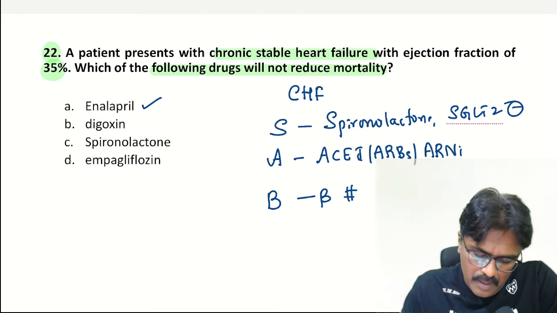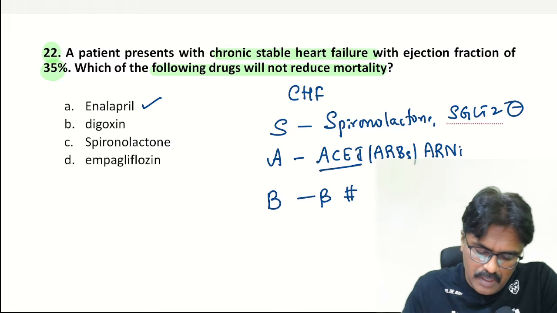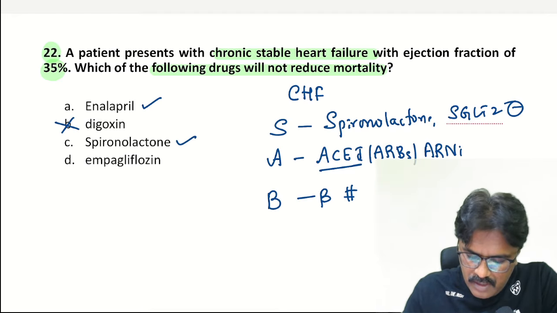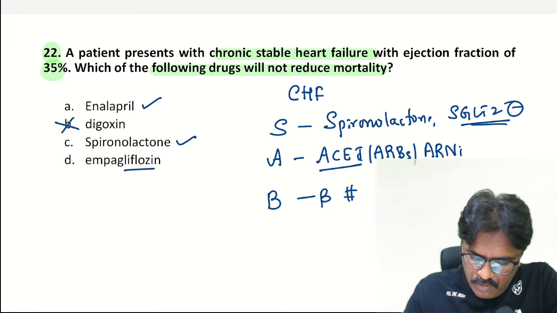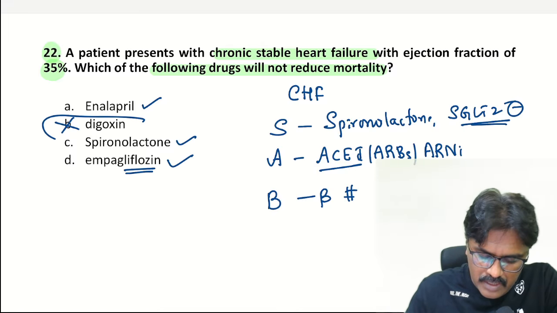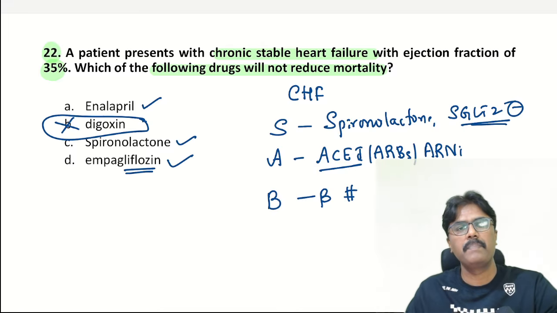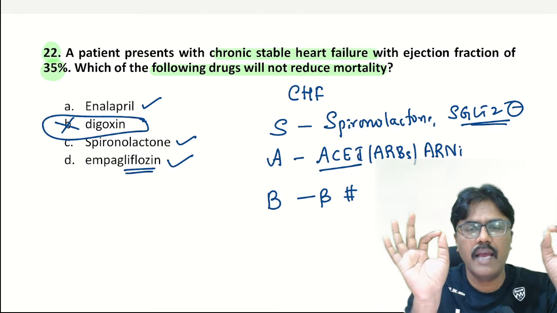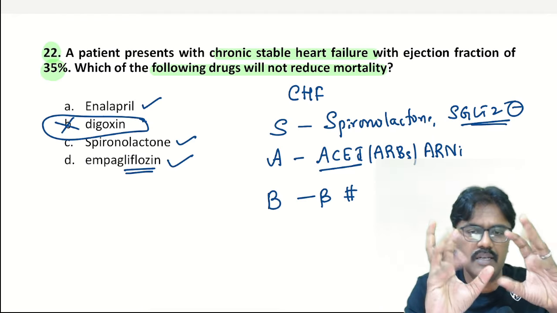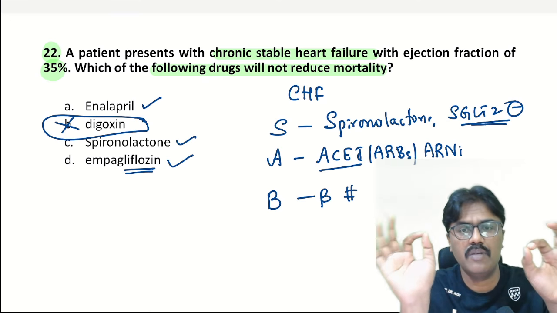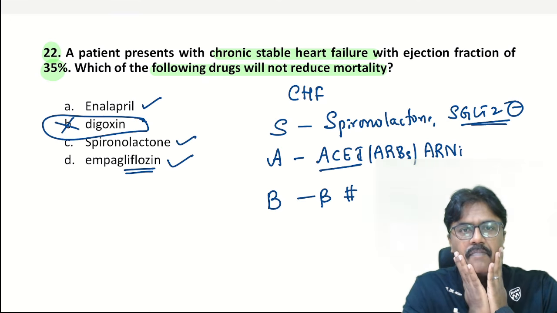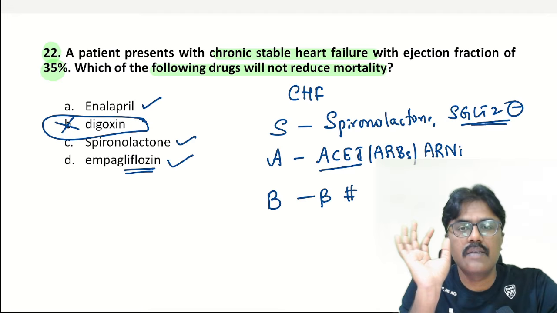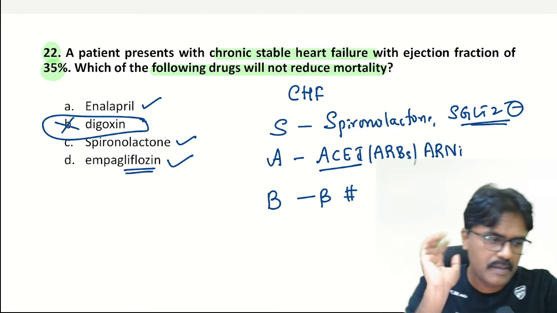So option A, pril, yes, it's an ACE inhibitor. Spironolactone is there. The SGLT2 inhibitors end with gliflozin, so this is also there. So the answer is digoxin. Please remember this. Digoxin can increase the force of contraction and treat the symptoms, but it will not reduce the mortality in CHF. That is one mistake you all make. So the answer is digoxin. Clear? Yes.